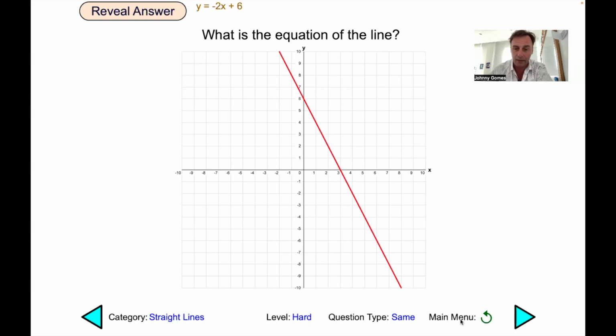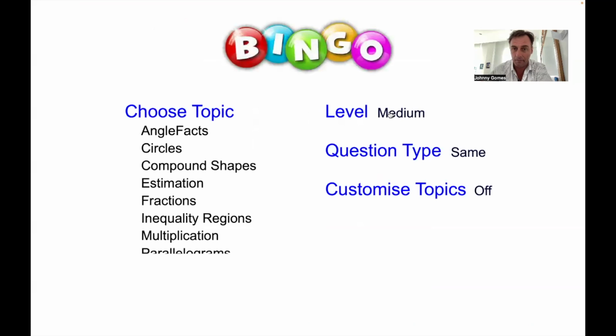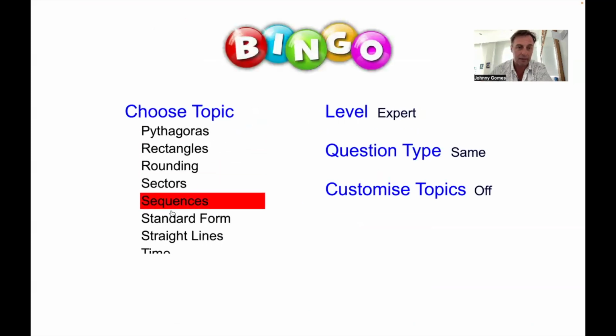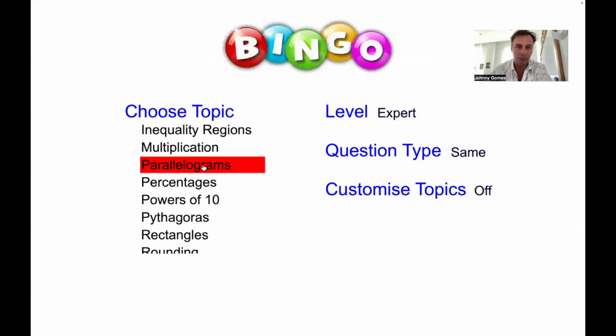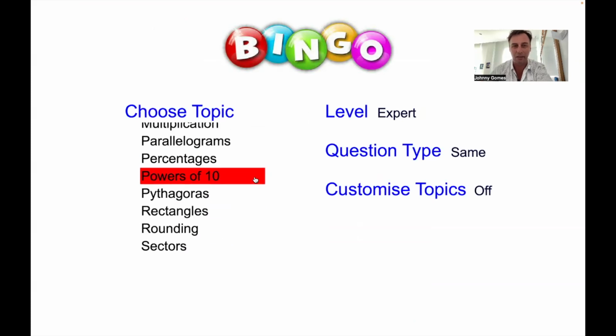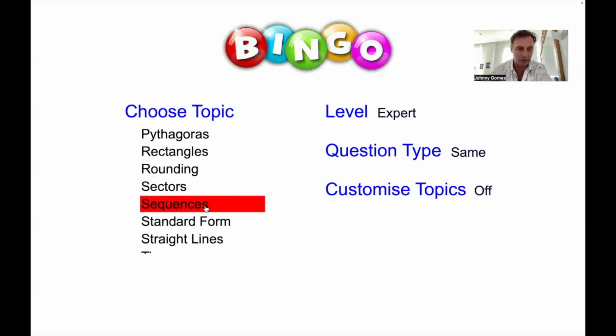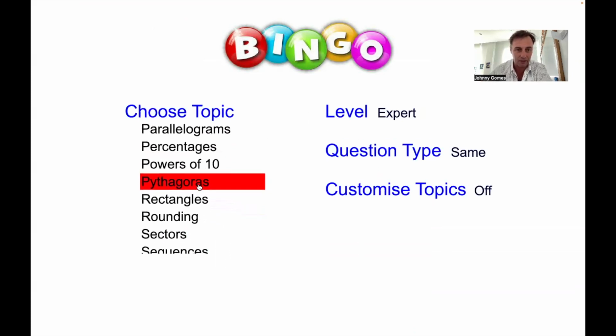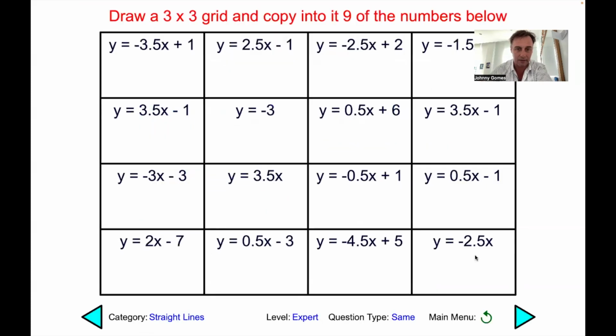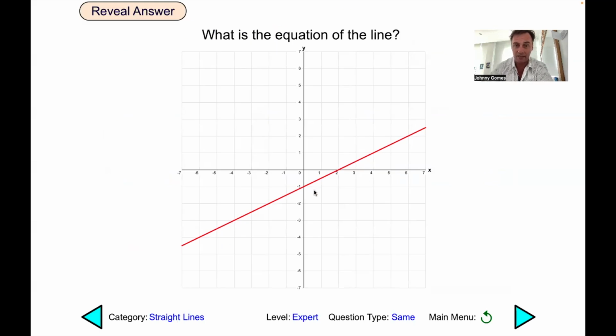And then if I go to expert, now the gradient is going to be either a whole number or it's going to be a simple fraction divided by 2. So like 7 over 2 or 1 over 2, etc. So let's have a look at what that looks like. So you can see from there, minus 3.5x plus 1, 2.5x. Some of them are whole numbers and some of them are fractions. So what's this one? Okay, so you can see this is going to be half x, right?